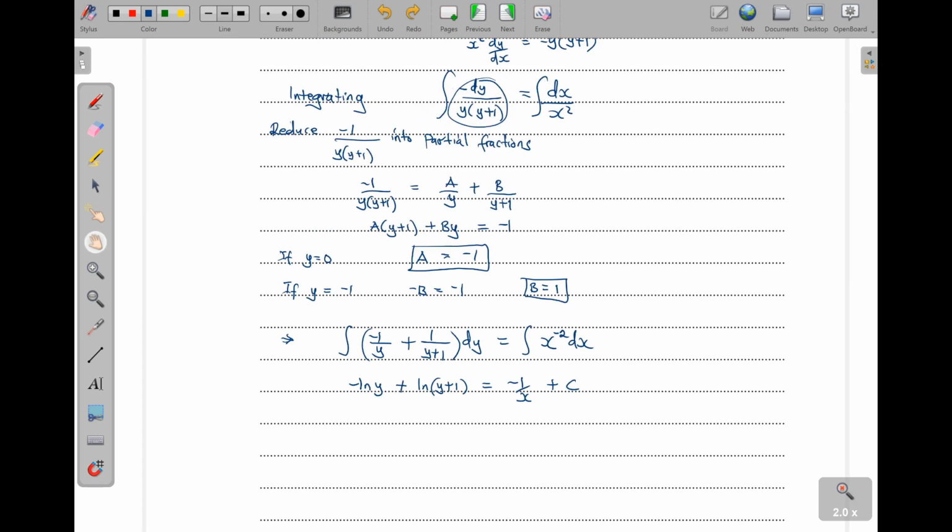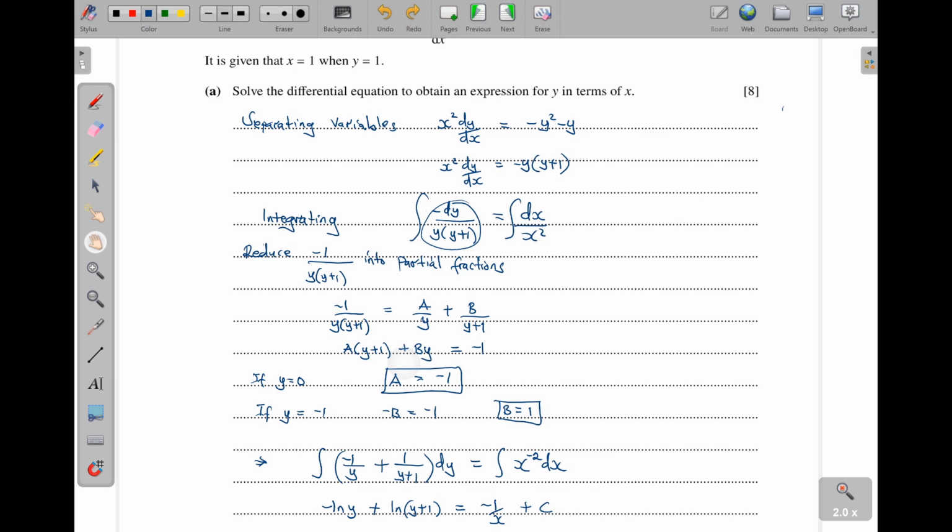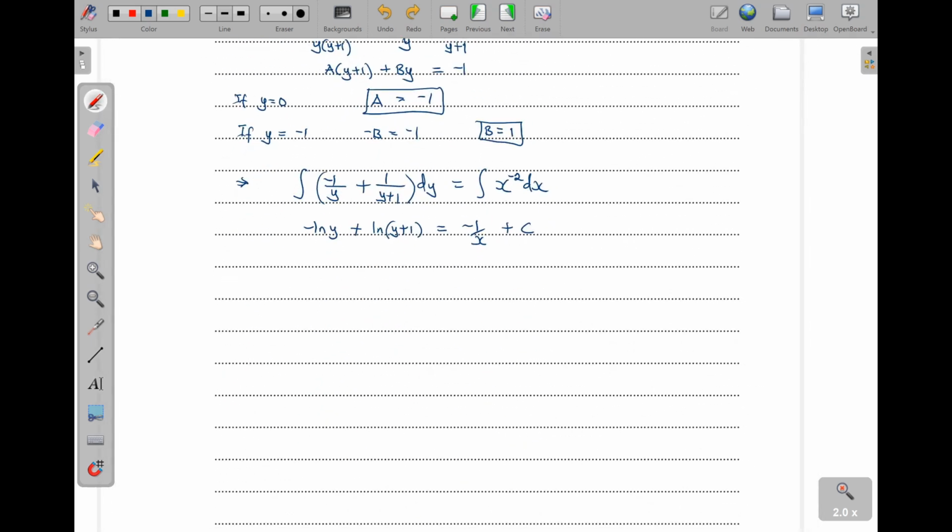Now, we are given the initial conditions: x is equal to 1 and y is equal to 1. This is the general solution. Now, how about the particular solution? That is when we get the value of c. x is equal to 1, y is equal to 1.